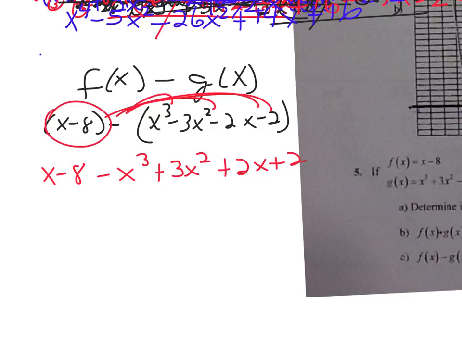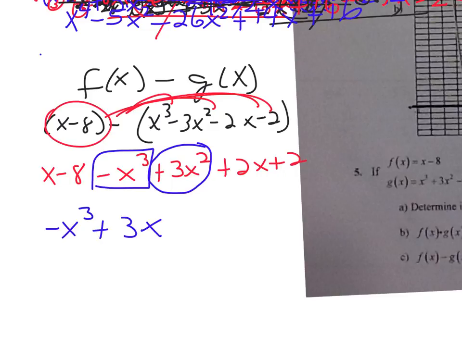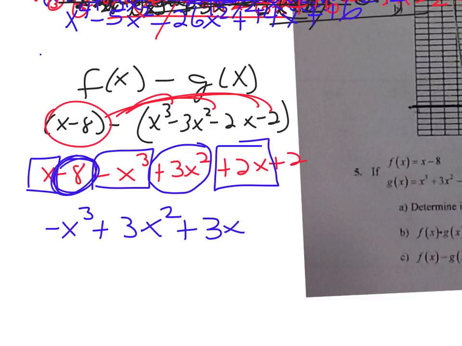And now we'll combine like terms. So I have negative x to the third, but no other x to the third, so it's negative x to the third. I have a negative 3x squared, but no other x squared, so it's minus 3x squared. I have a 2x and a 1x, that's positive 3x. And then I have negative 8 and plus 2 is negative 6.